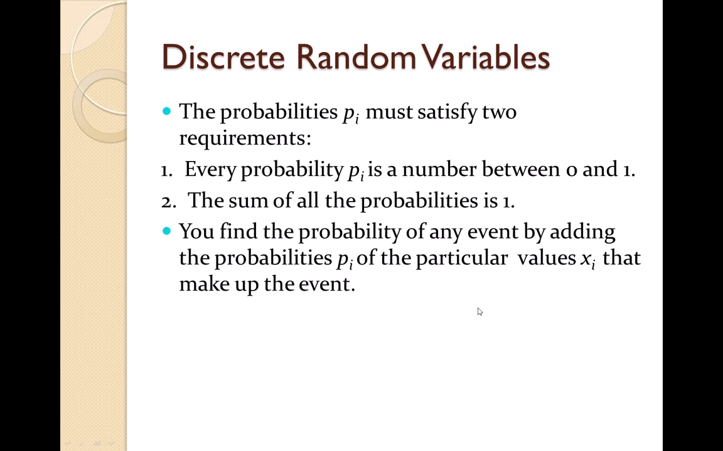And this is what distinguishes this a lot from just basic probability: we would then ask a question like, what is the probability of having at most 2 boys out of 4 births? Well, we would have to add up the P sub i for 0, the P sub i for 1, and the P sub i for 2 in order to answer that question. So this is what this is saying. You find the probabilities of any event by adding the probabilities for the individual outcomes of the particular values of x that make up that event.